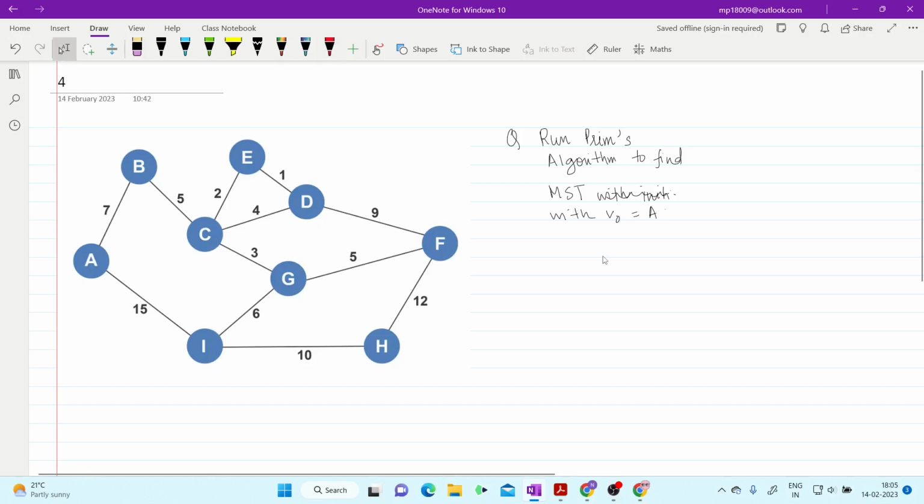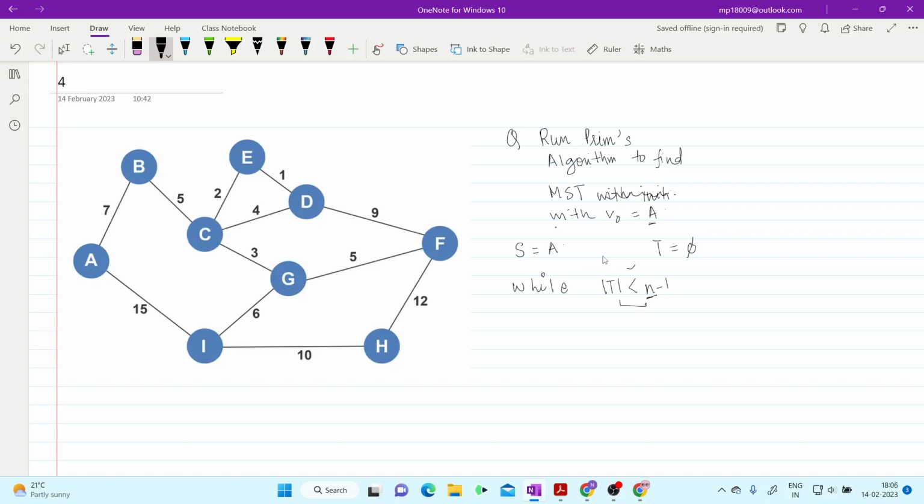Now if we want to use Prim's algorithm, first of all we should always know what vertex we are starting with. So here our S is A and T is empty, and while the size of T is less than n minus 1, where n is the number of vertices. We know any spanning tree will have n minus 1 edges.